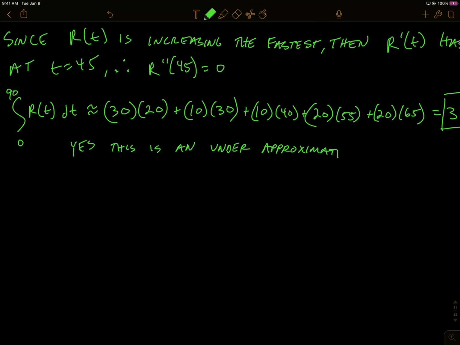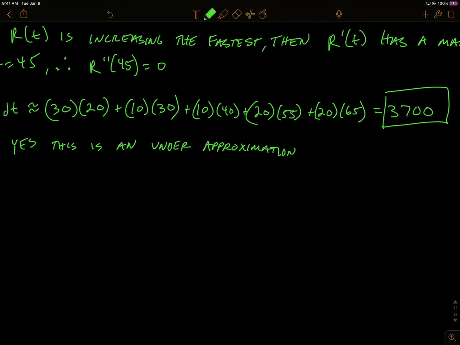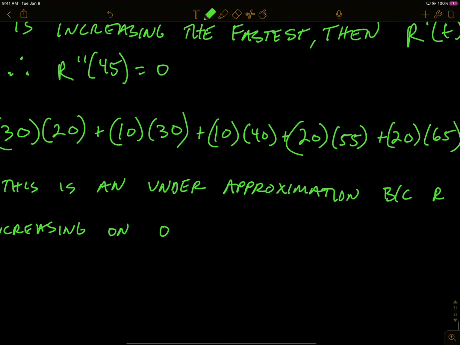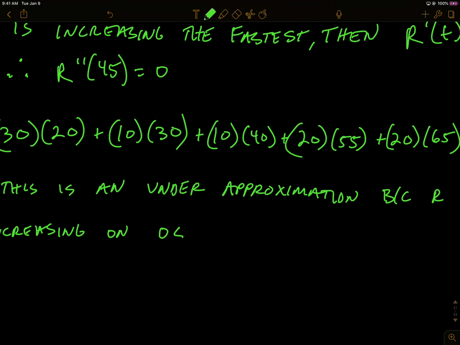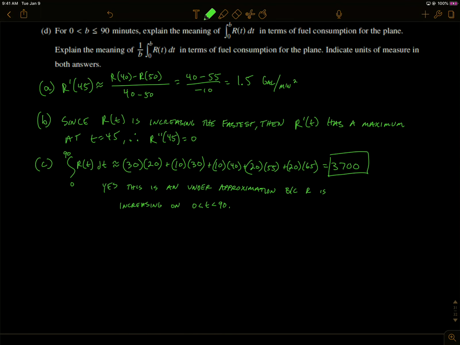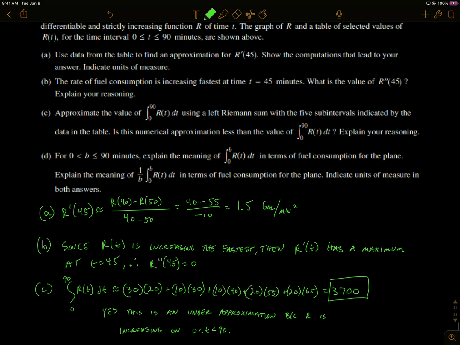And we would say because R is increasing on the interval, what was it? 0 to 90. All right, because it was increasing, this is an under approximation.